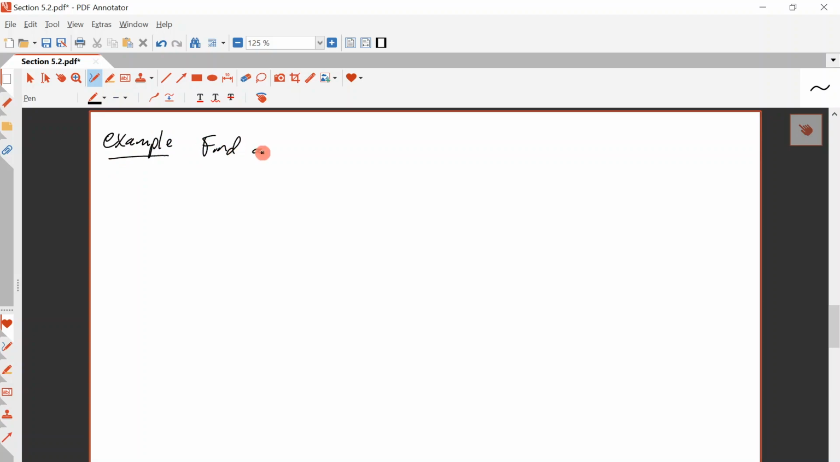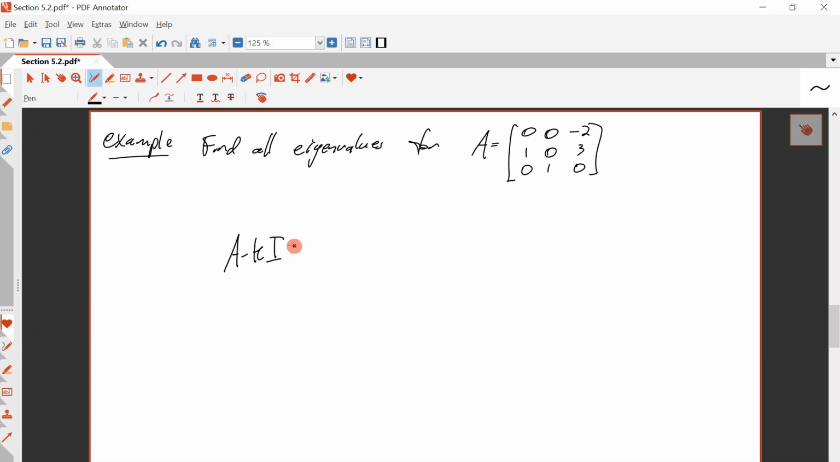So find all eigenvalues for A equal to [0, 1, 0; 0, 0, 1; -2, 3, 0]. Okay? Well, A minus kI is equal to, so you just put minus k's along the diagonal: [-k, 1, 0; 0, -k, 1; -2, 3, -k].